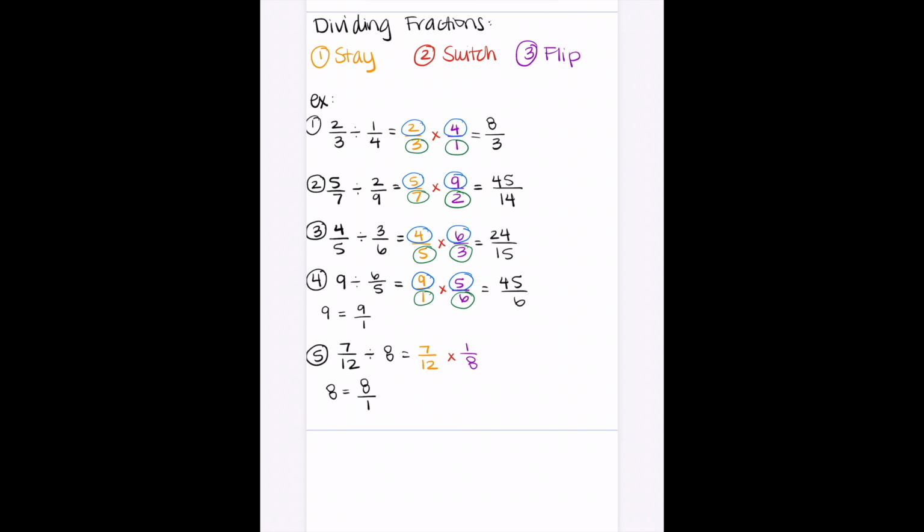And I'll go through and circle our numerators and denominators again. We will do 7 times 1 for our numerators and 12 times 8 for our denominators. 7 times 1 will give me 7. 12 times 8, we want to make sure you guys remember your 8 times tables and your 12 times tables. 12 times 8 gives me 96, so I'll get 7/96 for this last problem.